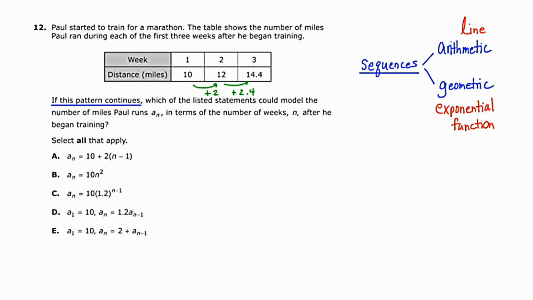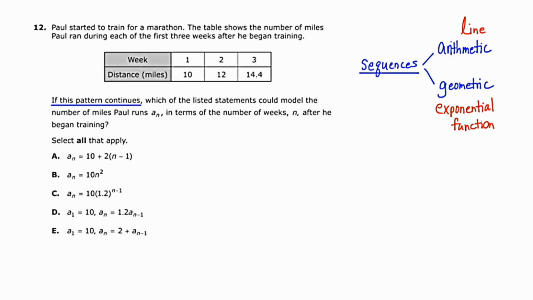For this reason, I know it's not an arithmetic sequence, because in an arithmetic sequence, you're either adding or subtracting the same amount each time to get from term to term. And here we're first adding 2 and then we're adding 2.4. So because this is not the same value each time, I'm going to decide that this is not an arithmetic sequence and that it's geometric. Now, when you're working with a geometric sequence, you don't have a common difference, you have a common ratio.